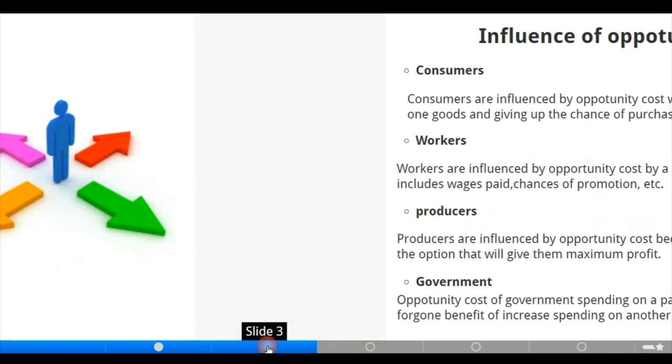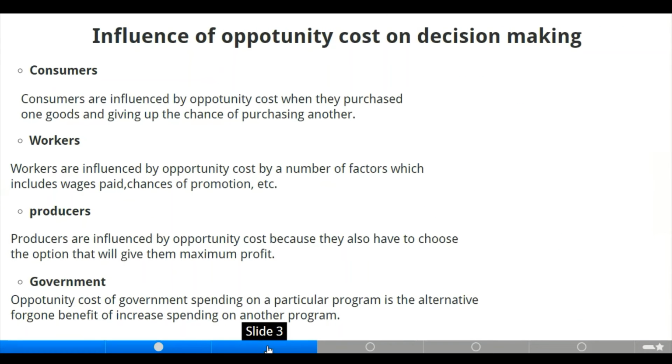Moving to the next slide, we have the influence of opportunity cost on decision making. We have those decision makers to be consumers, workers, producers, and government. Now let us see what it says. Consumers are influenced by opportunity cost when they purchase one good and give up the chance of purchasing another. As we all know, consumers are the final users of what producers produce.